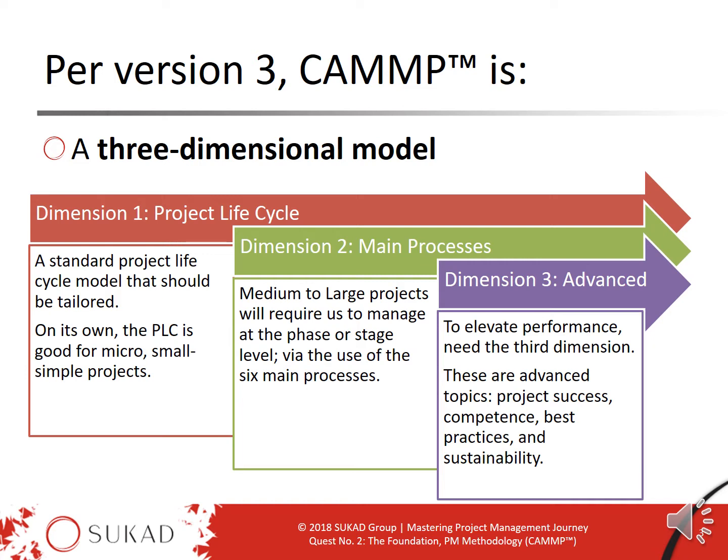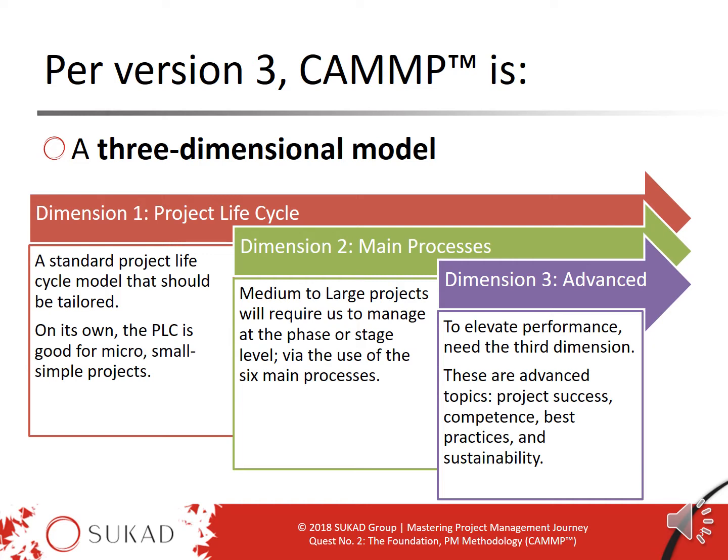So in a way, what we are saying here, and we will repeat later, is that dimension 1 is managing the project at the life cycle level, end to end. But as you remember, the project life cycle consists of phases and stages. So we will use the main processes, which is dimension 2, to manage each phase or stage. So we are managing at 2 levels: project level, dimension 1, and stage or phase level, dimension 2. And as we said, we will be achieving good results if you follow this model.